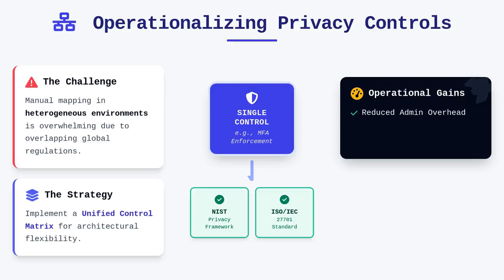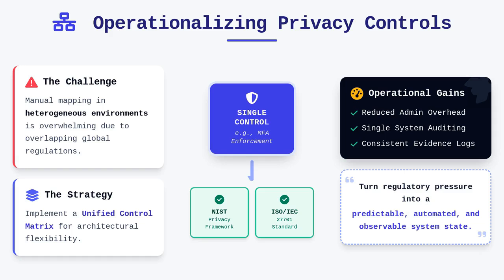This approach minimizes administrative overhead because you are effectively auditing a single system configuration against multiple business objectives. When an auditor asks for evidence of compliance, you provide logs showing consistent enforcement of these parameters across your network. This is the goal of operationalizing privacy, to turn regulatory pressure into a predictable, automated, and observable system state.